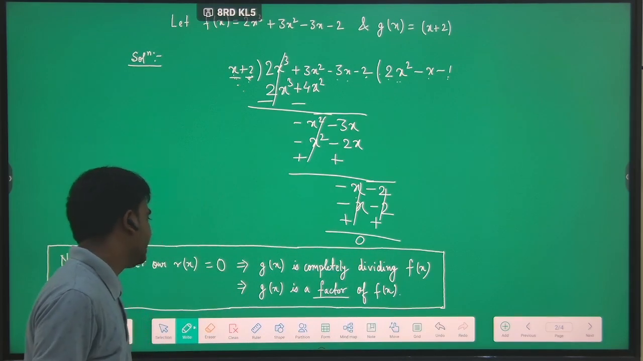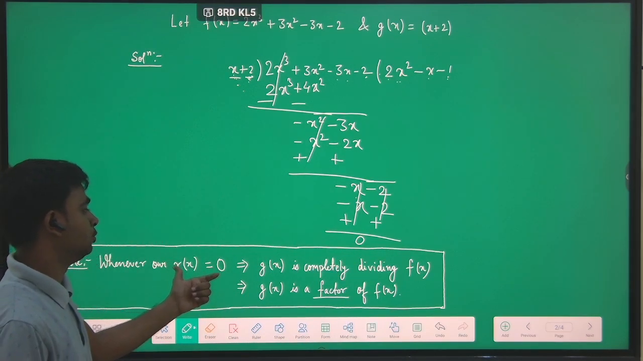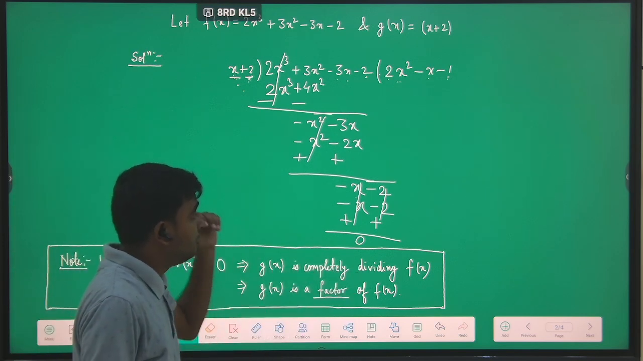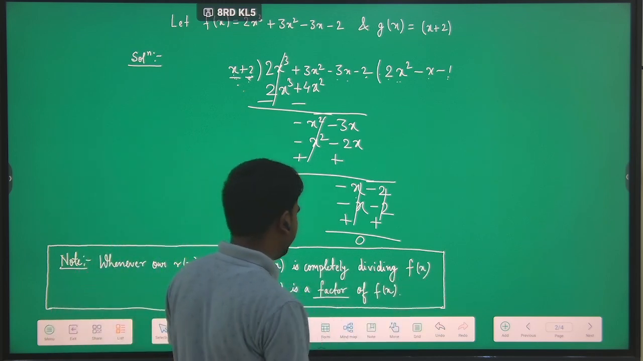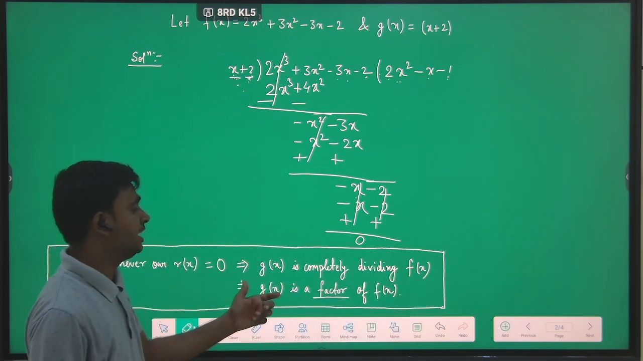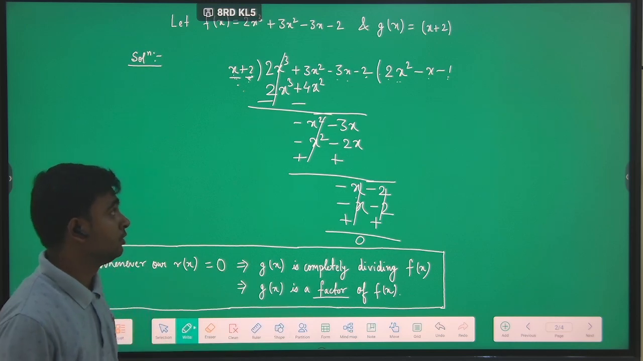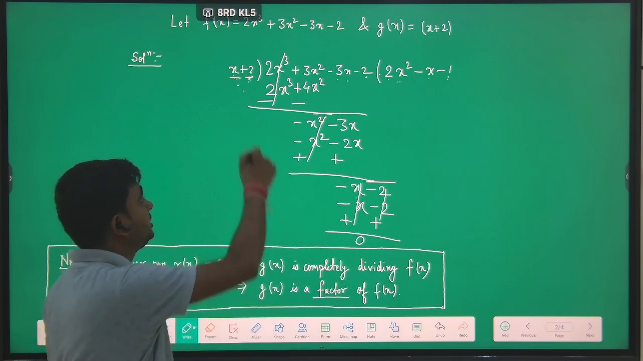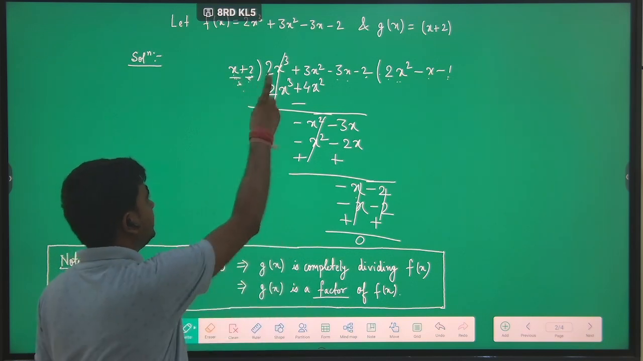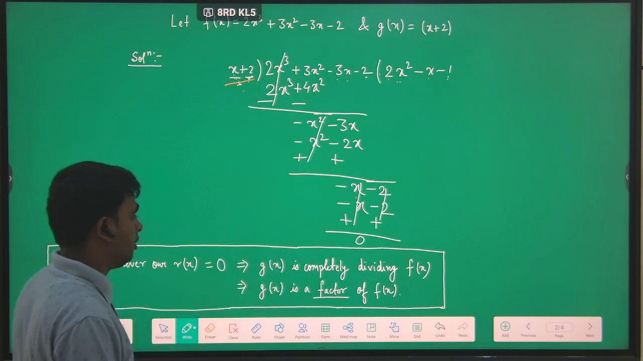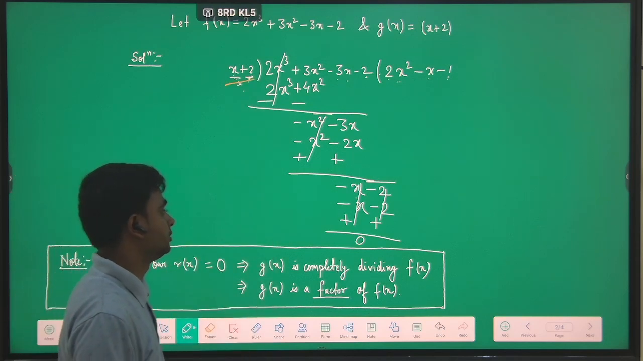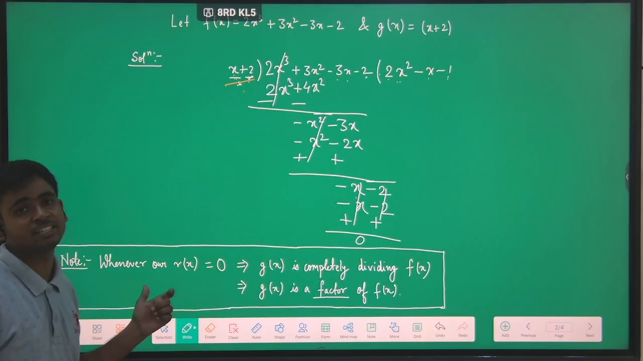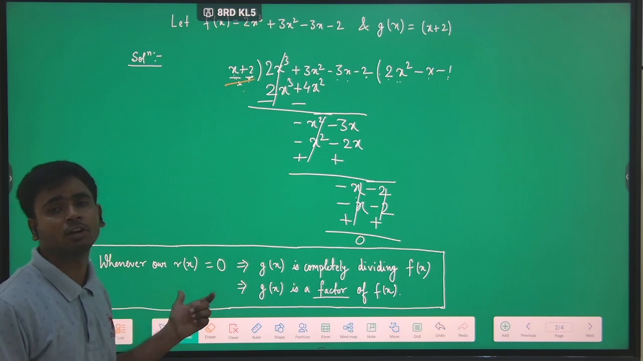So what we see is, whenever rx is equal to 0, then gx will completely divide fx. And when gx completely divides fx, what does it mean? It means that gx is a factor of fx. Then we can say whenever the remainder is 0, this gx will be our factor of fx. So this is to note down. It is very important to understand which is our factor and which is not our factor.